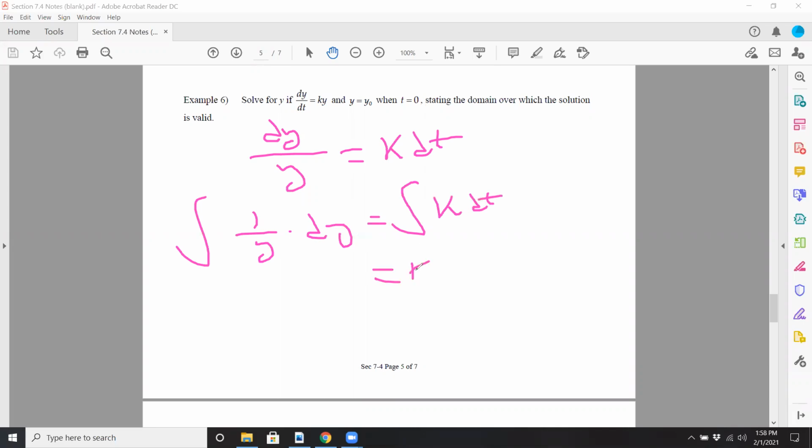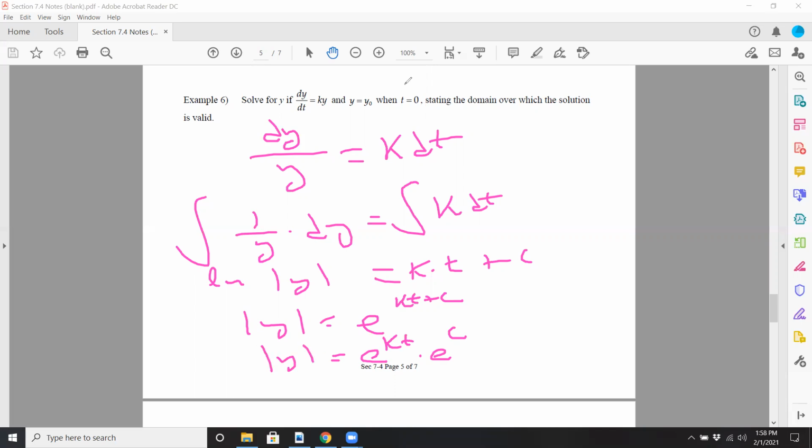Right side, k times t plus c, because you have a constant. This is natural log of absolute value of y on the left side. So absolute value of y is going to equal e to all that junk, e to the kt plus c power. And you are at liberty to break that apart as e to the kt times e to the c. And e to the c, we can consider to be a constant because e is a constant itself. Now you have your initial condition, so now we substitute. When I substitute, I'm going to replace y with y0 and t with 0.